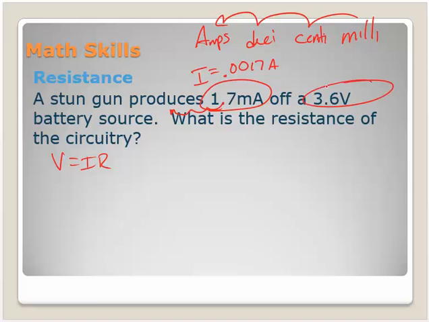3.6 volts. What is the resistance of the circuitry? They're having us find resistance again. So I'm going to put 3.6 divided by 0.0017 and then find the resistance. The resistance is 2,117.6 ohms.